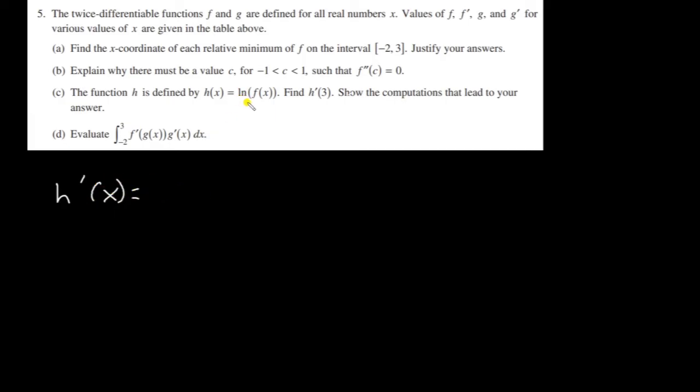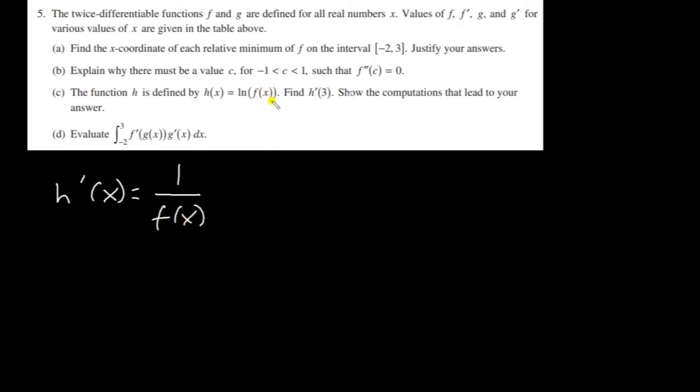Since there's multiple functions here, we're going to start on the outside and work our way in. So first start with the natural log part. The derivative of natural log of anything is 1 over that thing. So here, the first thing we'll do is say 1 over f of x. Right, ln of f of x, 1 over f of x.